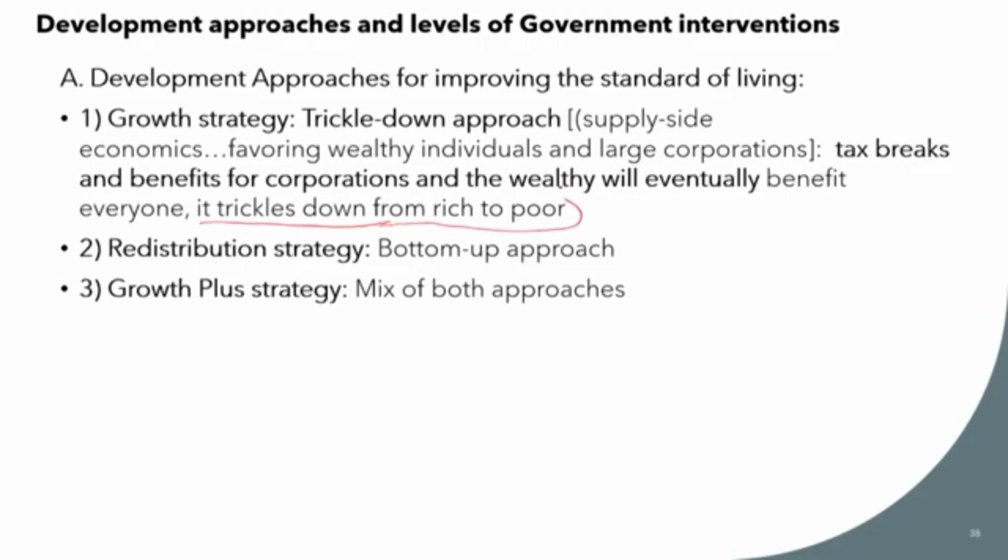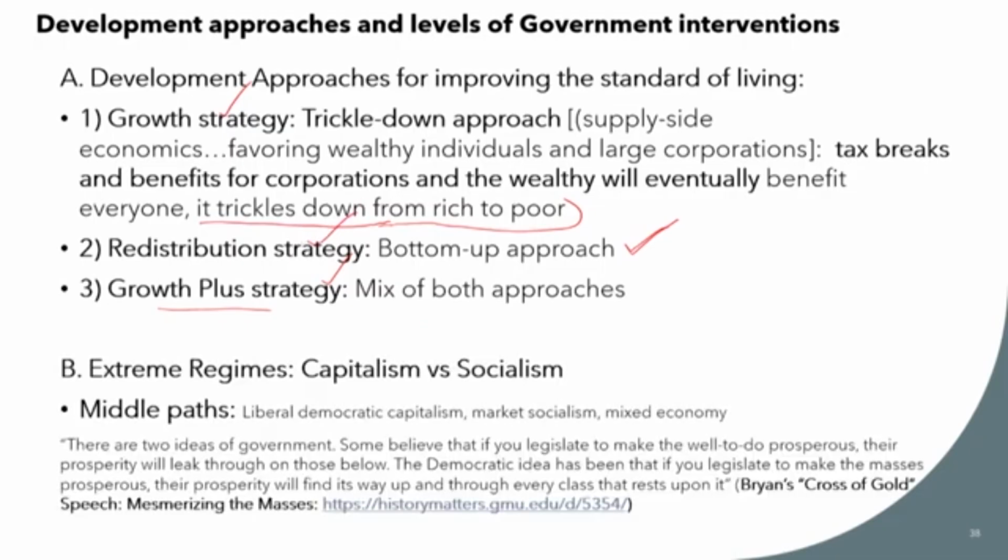That is one. The second one is called the redistribution strategy. That means a bottom-up approach: impose more tax on the rich and redistribute this money to the lower income groups in the form of social welfare policies. Another strategy is a mix of both. On the one side, there should be the growth strategy we mentioned, and in parallel there should also be the redistribution strategy. So it is a mix of both approaches.